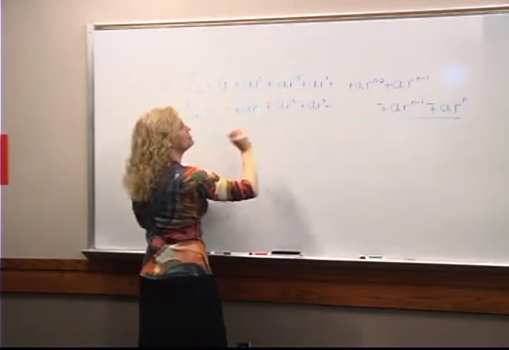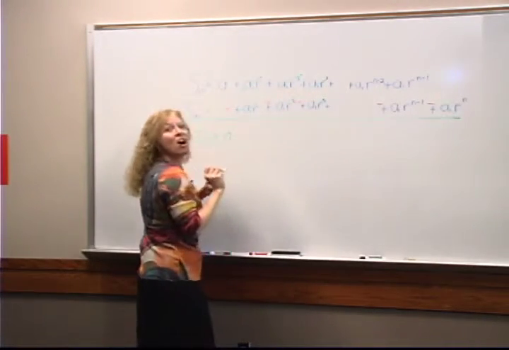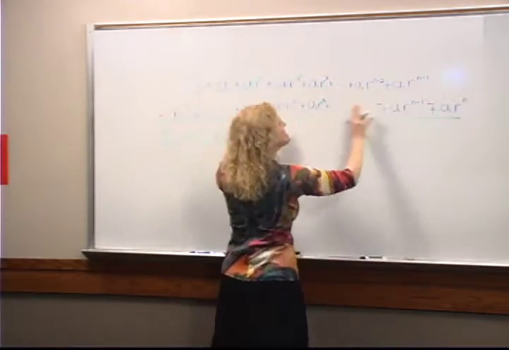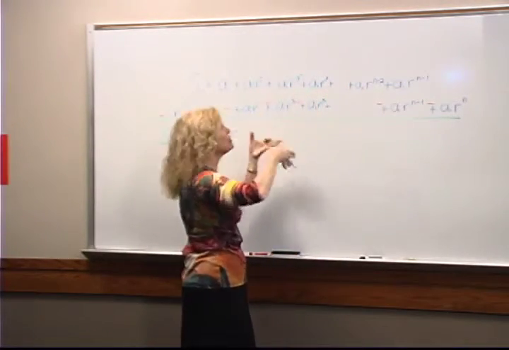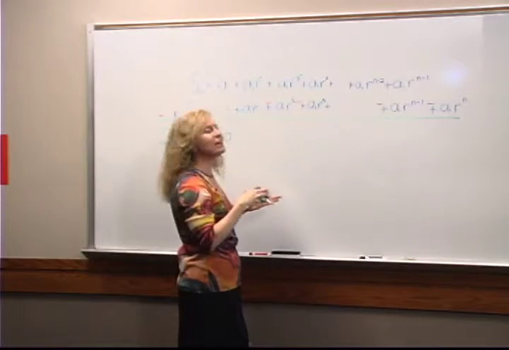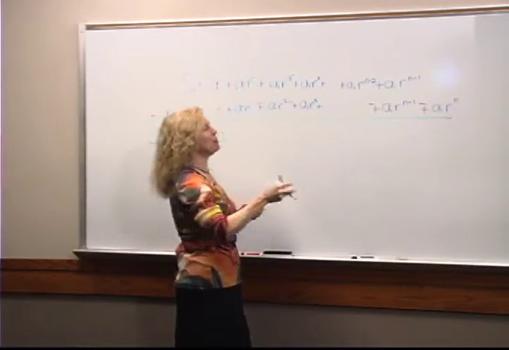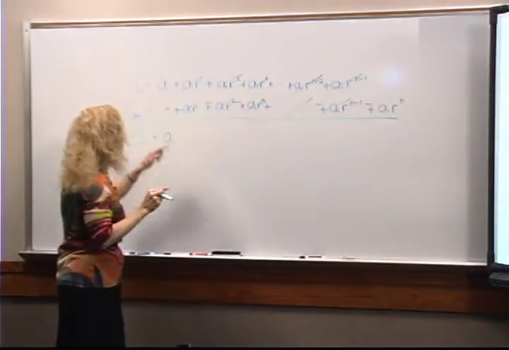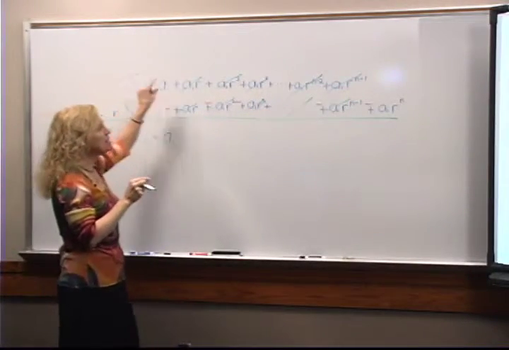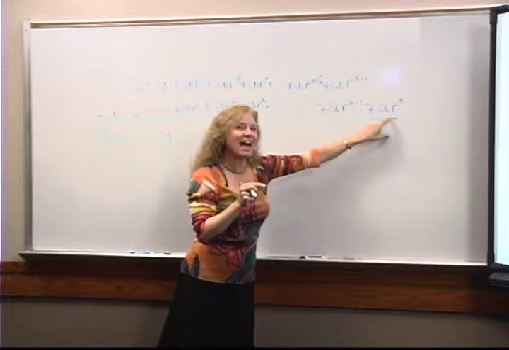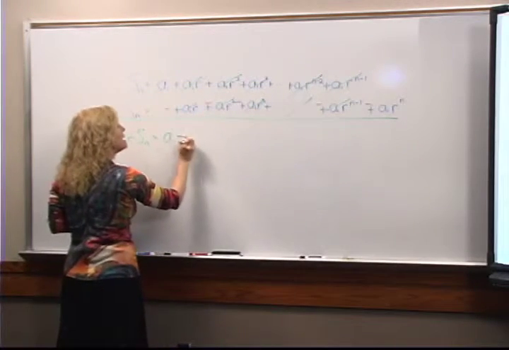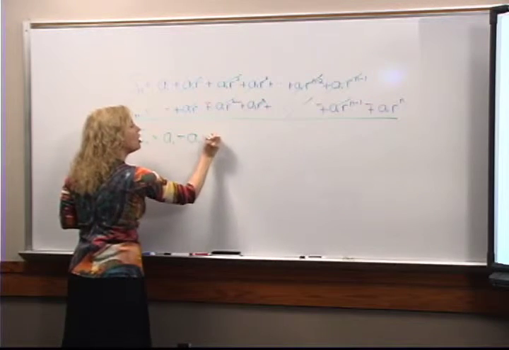These guys cancel. These cancel. Oh, and look. What happens is all this dot, dot, dot stuff in the middle is all going to cancel out. That's why we multiply by an r, because everything will cancel out except the very first term here and the very last term over here. So I have a sub 1 minus a sub 1 r to the nth.